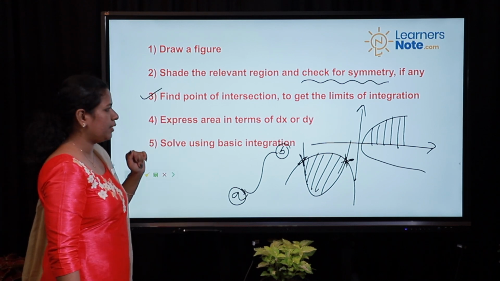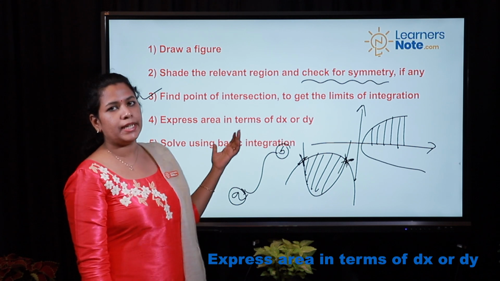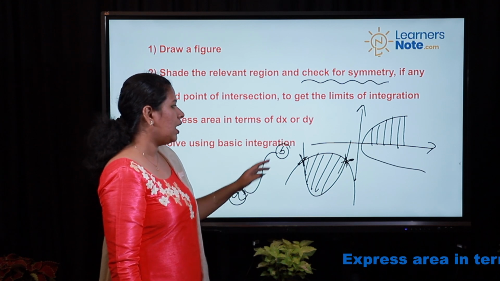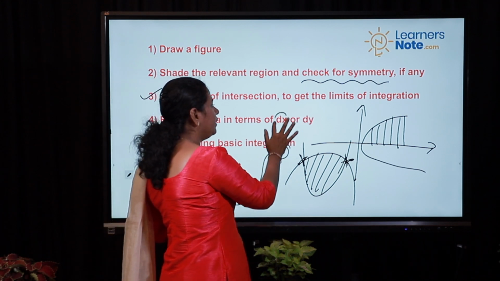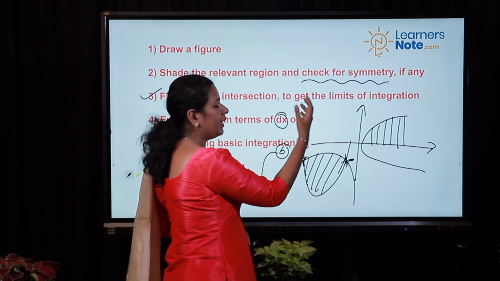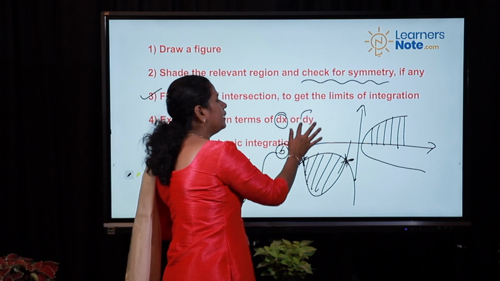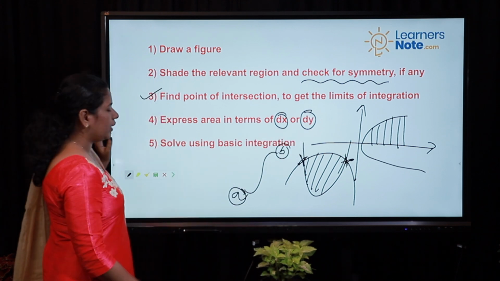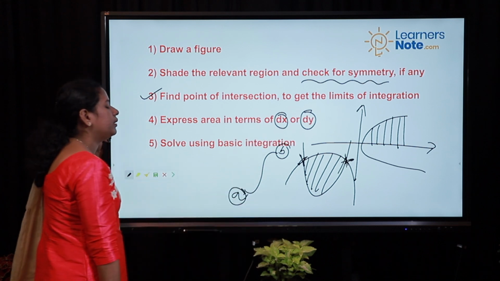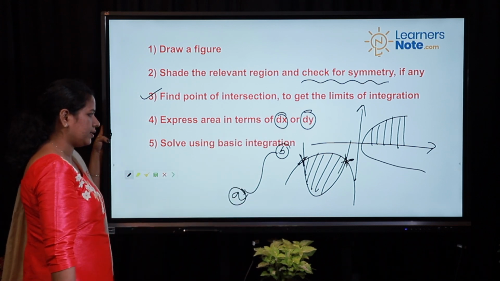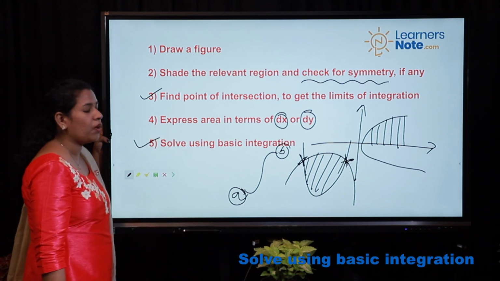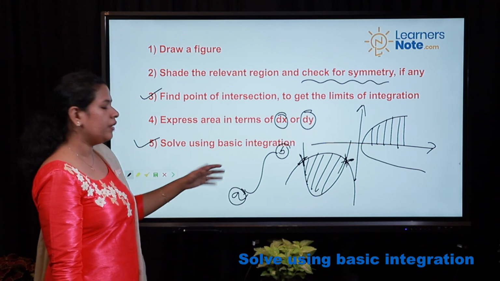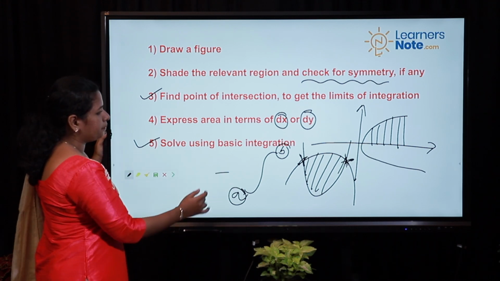The fourth step is express the terms in terms of dx or dy. If you are integrating with respect to x, we have to represent terms with respect to x. If you are integrating with respect to y, then we have to express the terms with respect to y. So mainly we will express the area in terms of dx. Then the fifth step we have to follow is solve the equation. Because we have studied so many formulas for solving integration, we can use these formulas for solving.